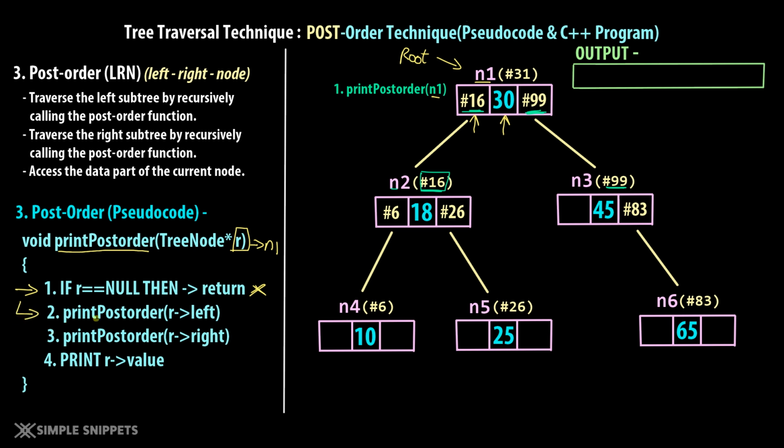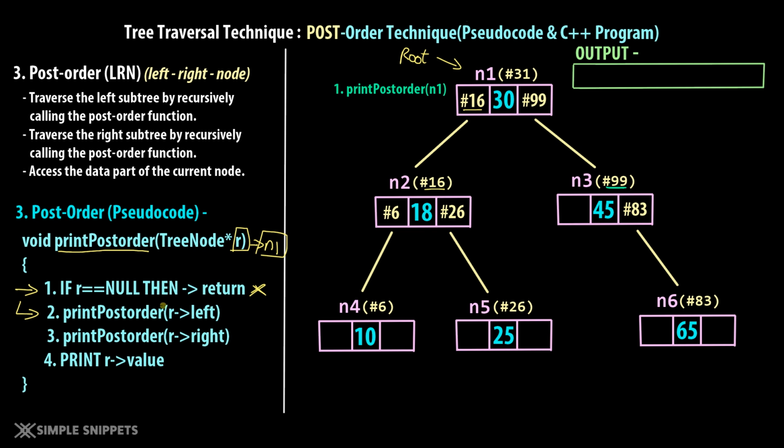Now in step 2 we are saying print postorder r of left. So we are giving a recursive call, but this time we are passing r of left node. Now r currently is n1, right? We just said r is currently n1. So r of left is nothing but the left child of r. So n1 has the left of hash 16, which is nothing but the address of n2. You can see it clearly over here. So hash 16 is nothing but the address of n2.